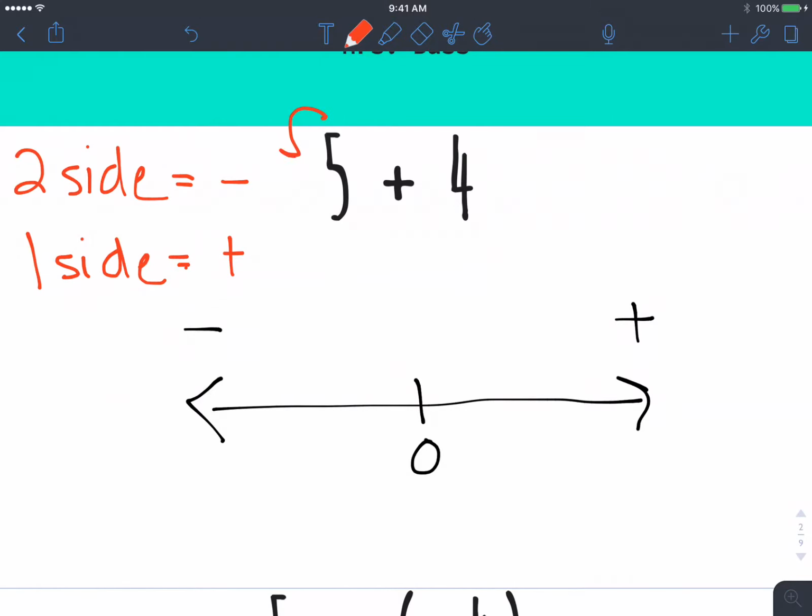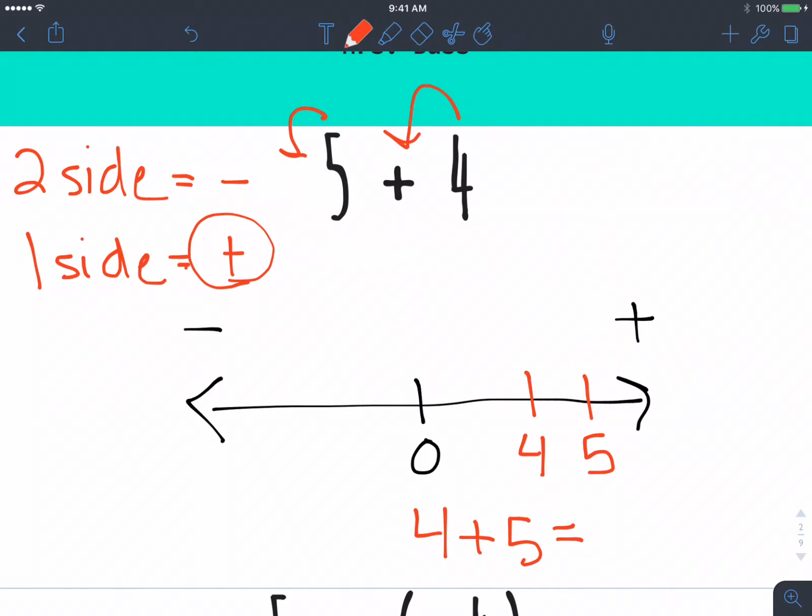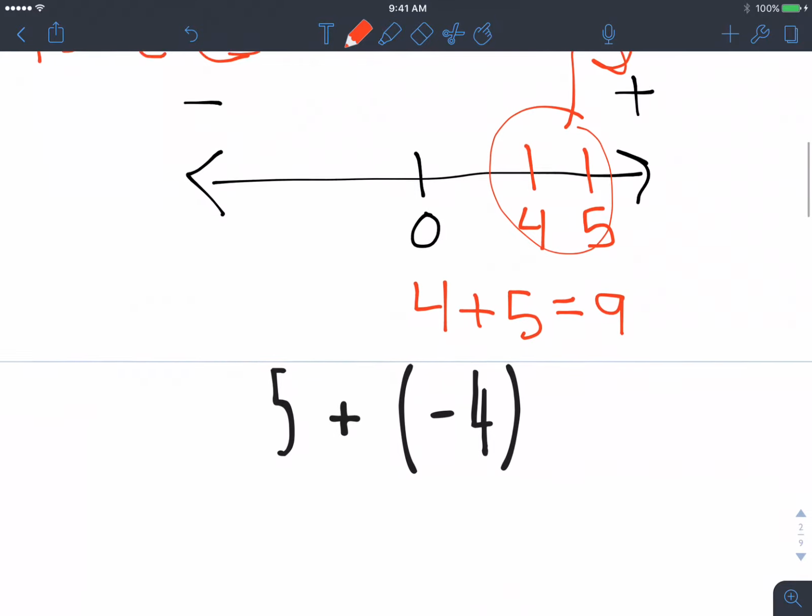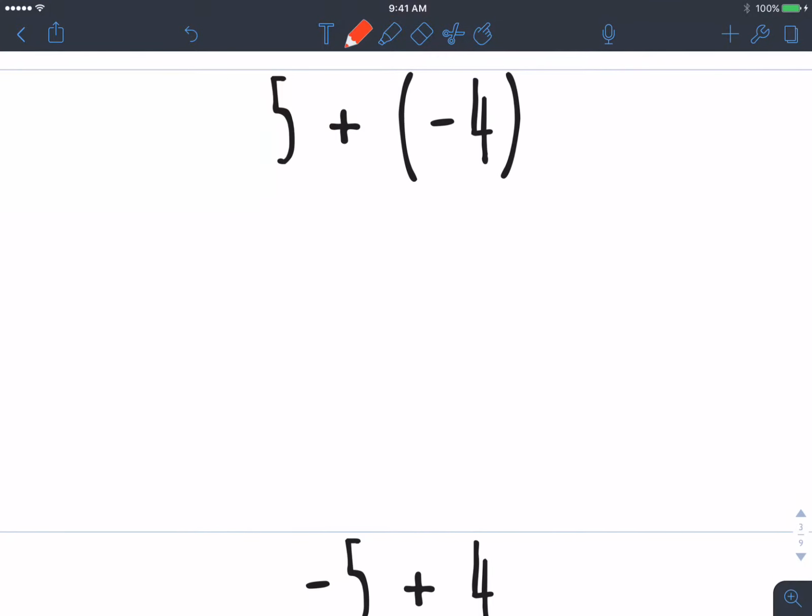So again, I'm going to look to the future. It is a positive 5, so I'm going to put positive 5 on my number line. And 4, looking to the future, is also positive. Since they're all on one side of my 0, I'm going to add those two numbers together. 4 plus 5 is 9, and they are all on the positive side, so it's going to be a positive 9.